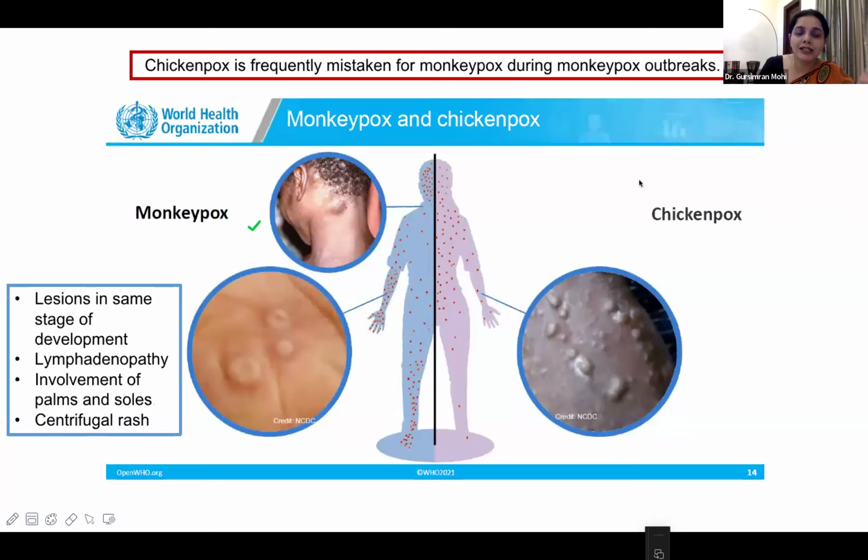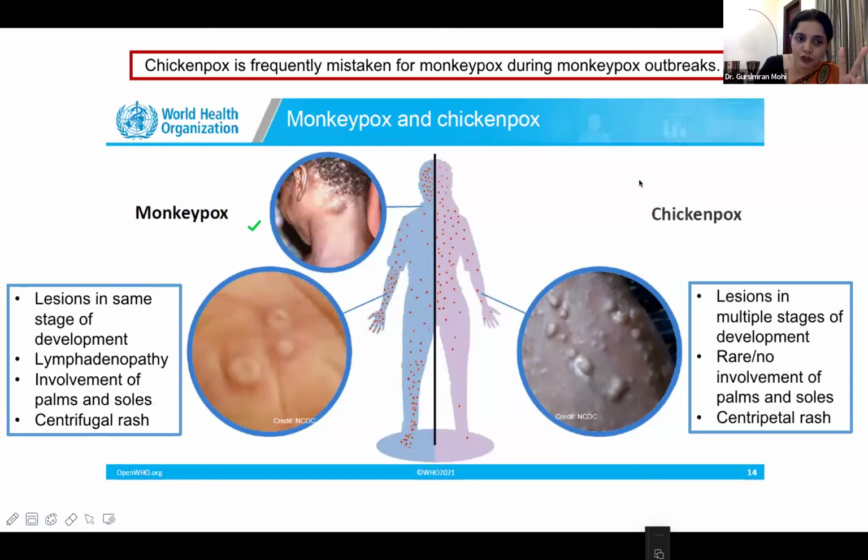So lesions in the same stage, lymphadenopathy, involvement of palms and soles, and centrifugal rash. These are the characteristic features of mpox. In chickenpox, we have lesions in multiple stages, right? No involvement of palms and soles, and it is a centripetal rash.